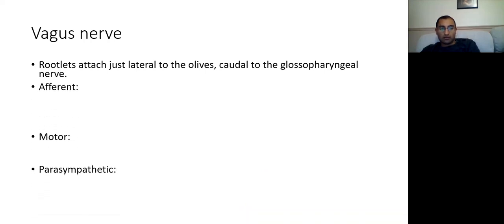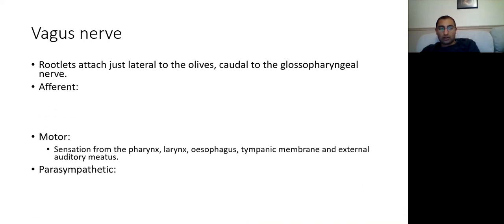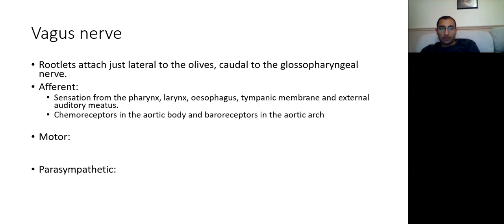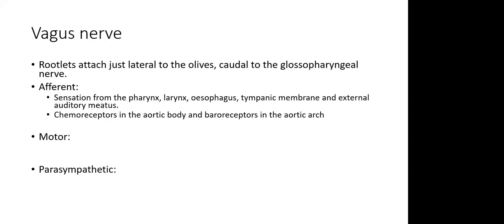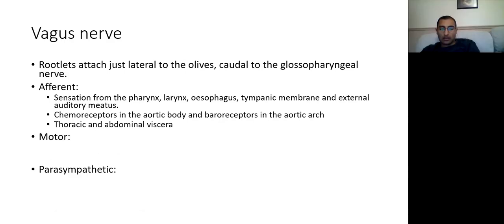So the vagus nerve has three functions. There are afferent functions: sensation from the pharynx, larynx, esophagus, tympanic membrane, and external auditory meatus. And then it also has special chemoreceptors, the aortic body, and baroreceptors, the aortic arch. And again, it supplies sensation to the thoracic and abdominal viscera.